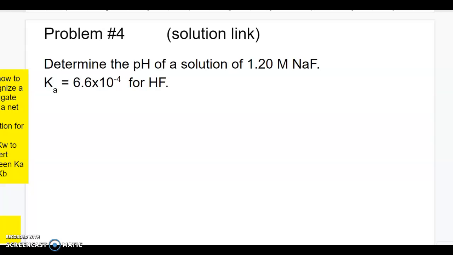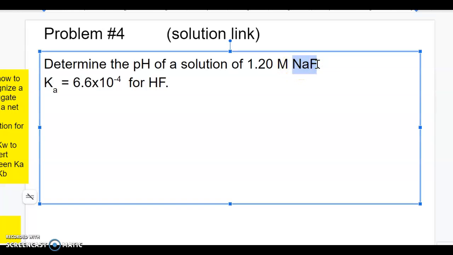All right, AP Chem peeps, this is where it gets messy. It says: determine the pH of a solution of 1.20 molar NaF, or sodium fluoride. They give us this Ka value of HF, which doesn't look quite like this. But when I look at this, it's sometimes like, what are they talking about? This doesn't look like an acid. It doesn't look like a base.